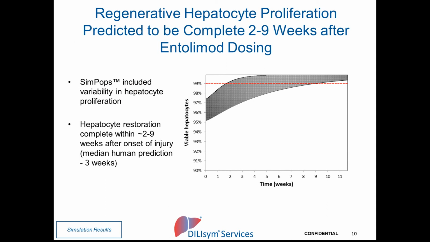Coming back to the Entolimod case study now, in addition to predicting the magnitude of hepatocyte loss, we were also able to predict the rate of recovery, the regeneration profile, within our SimPops that also included variability in hepatocyte proliferation rates post-injury. And you can see the range of time that it took to come back to complete restoration took about 2 to 9 weeks throughout this SimPops, with the median being about 3 weeks.